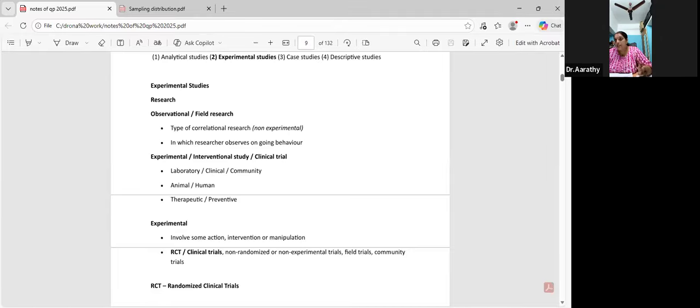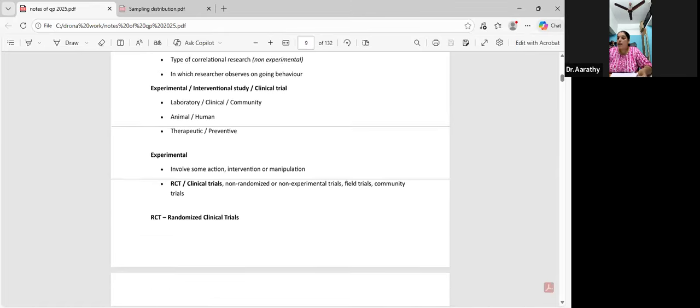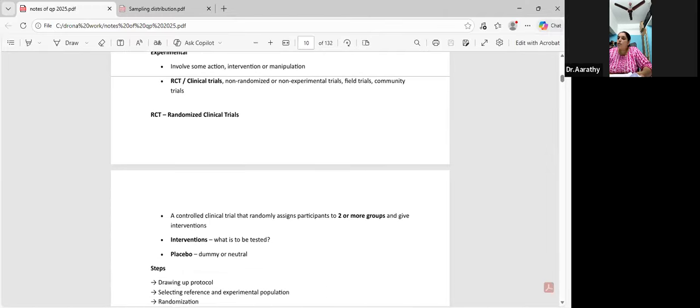Like RCT, which is randomized controlled trials or clinical trials. They can be non-randomized or non-experimental trials. They can be field trials, community trials. So there are so many types of trials. You need not go very deep into it, but you have to understand the essence of what is told. So what is randomized controlled trials?